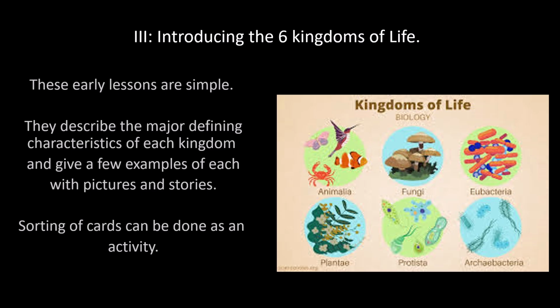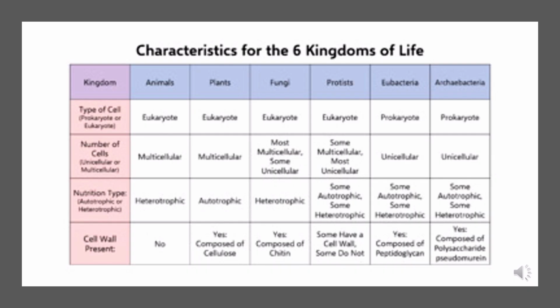This leads us to the third chapter, which is introducing the 6 kingdoms of life. These early lessons are simple. They describe the major defining characteristics of each kingdom and give a few examples of each with pictures and stories. Sorting of cards can be done as an activity. We then move on to looking at the characteristics of the 6 kingdoms of life. And you offer pictures and the characteristics cards, so children read and match them. And we do it for all the 6 kingdoms: animal, plant, fungi, protists, eubacteria, and archaebacteria.